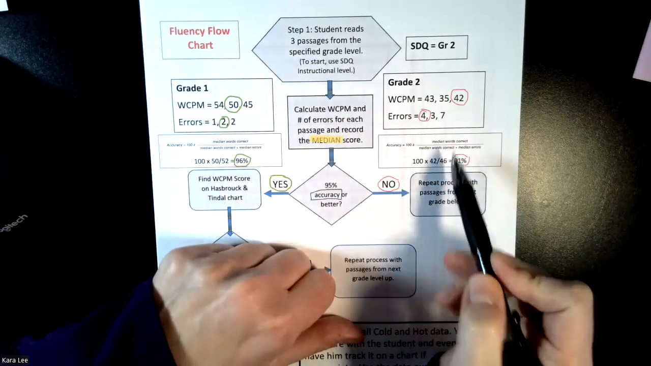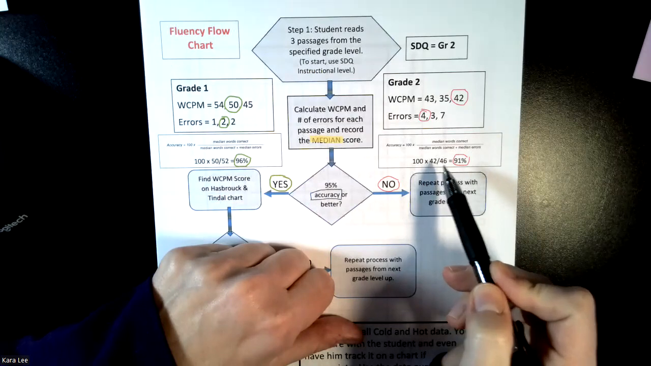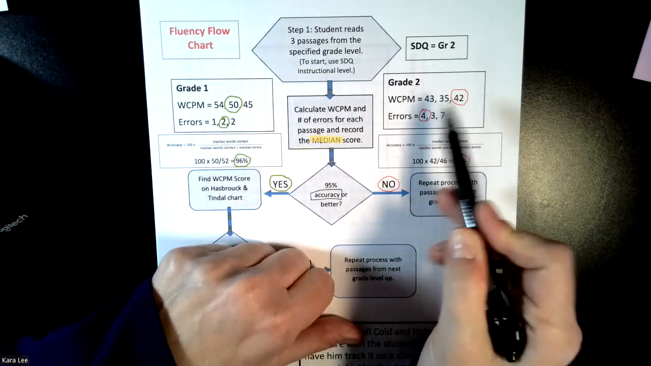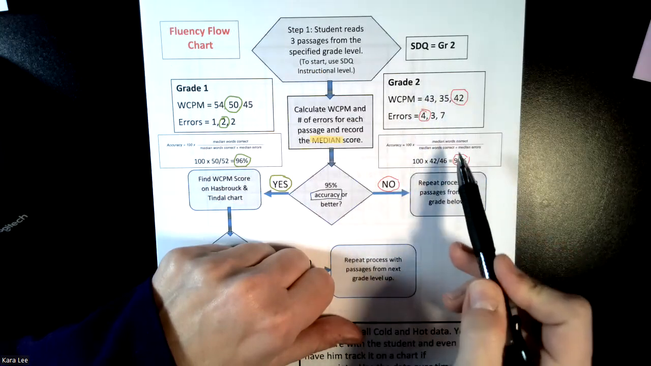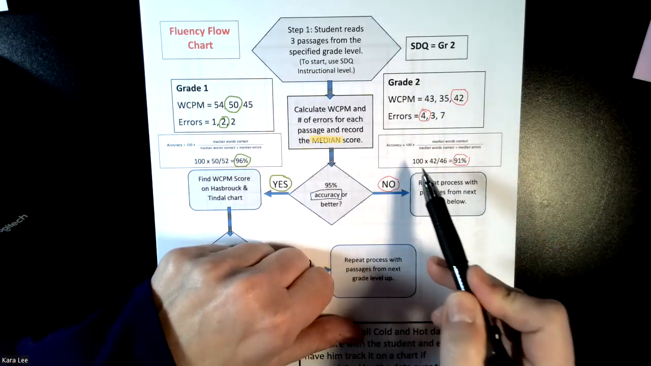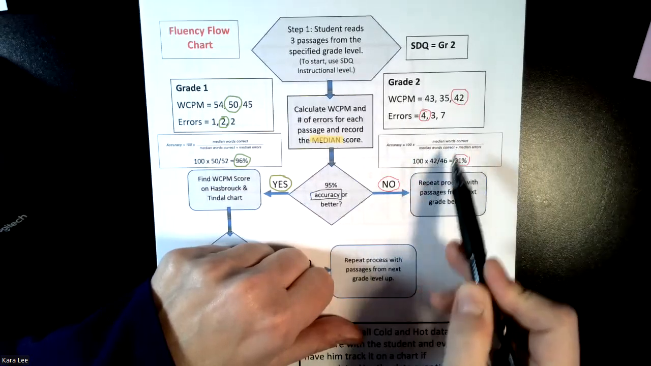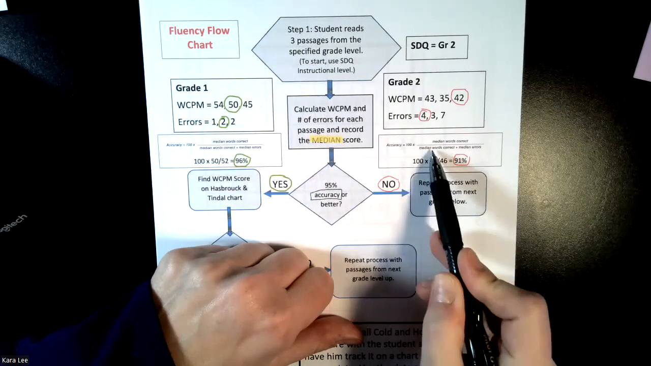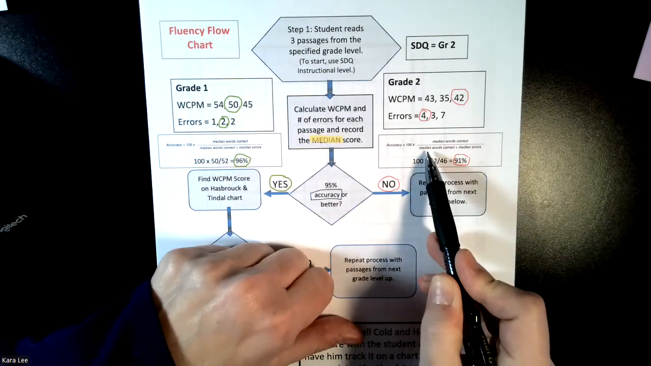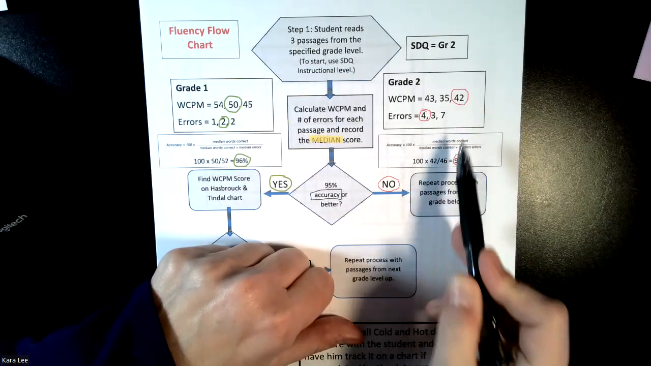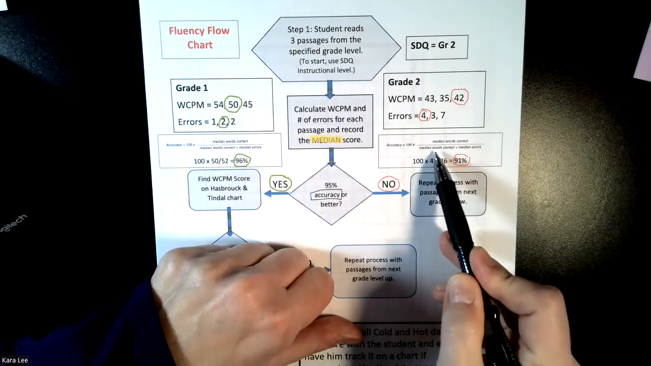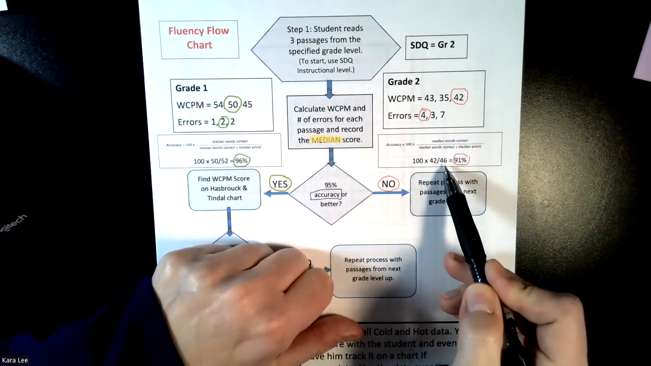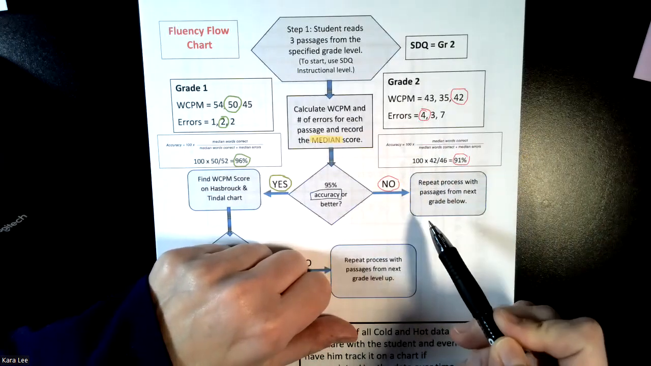Now I calculate the accuracy. So I know that it's 42 words per minute is the words per minute score, but I need to also calculate accuracy. So I do that with this formula here. And so that would be 42 divided by 46, because that is the number of words correct per minute, 42, divided by the median words correct plus the median errors. So 42 plus 4 is 46. That's how I get 91.